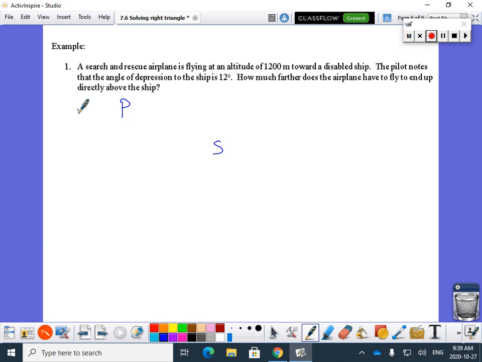Okay? So I'm just going to say this to this and that. This is going to be where our airplane wants to be. So I just happen to label that A. If you didn't label that A, that's not wrong.